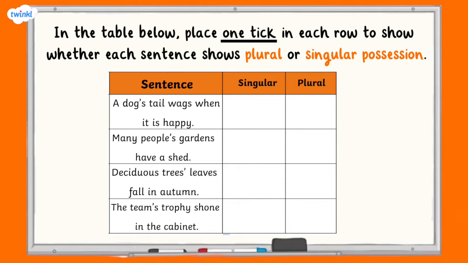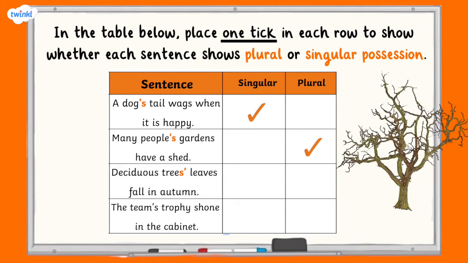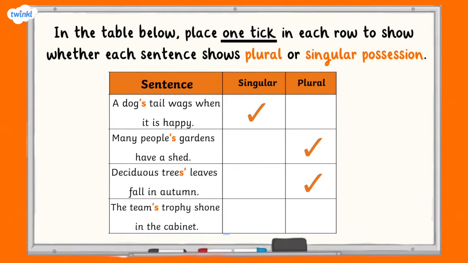Do you have an answer? Sentence 1 uses an apostrophe before the S in the dog, meaning it is singular. Sentence 2 talks about the gardens that belong to people. People is an irregular plural noun followed by an apostrophe and an S, so we must tick plural. Sentence 3 talks about all leaves belonging to many deciduous trees and has an apostrophe after the S. This is plural possession. And finally, sentence 4 mentions a trophy that belongs to a team. We need to be careful here because team is singular despite a team being made up of many people. The trophy belongs to the one team, therefore this sentence shows singular possession.